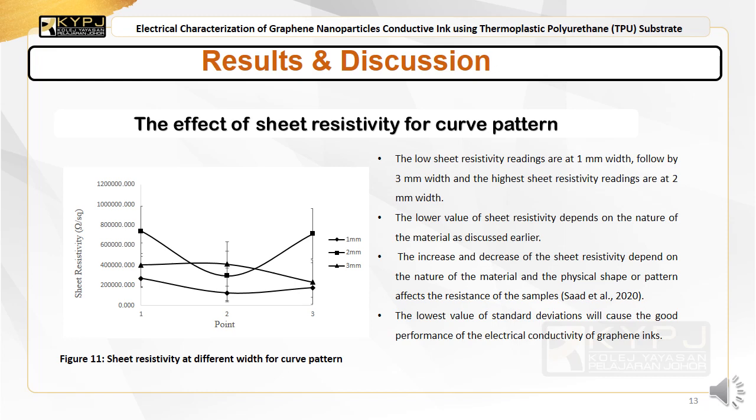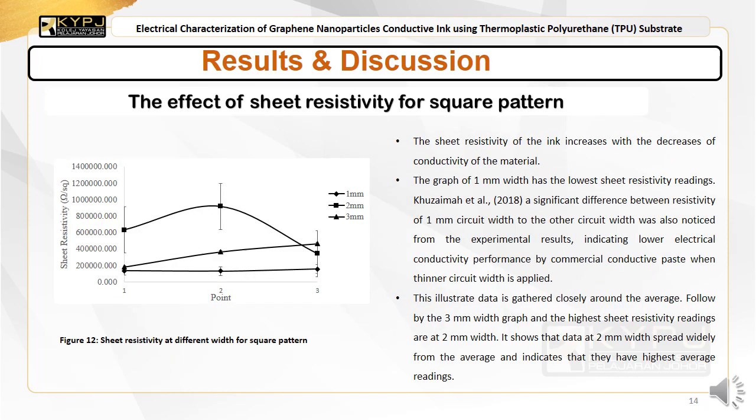The increase and decrease of the sheet resistivity depends on the nature of material, and the physical shape of pattern affects the resistance of sample. Nevertheless, the lowest value of standard deviation will cause good performance on the electrical conductivity of graphene ink.